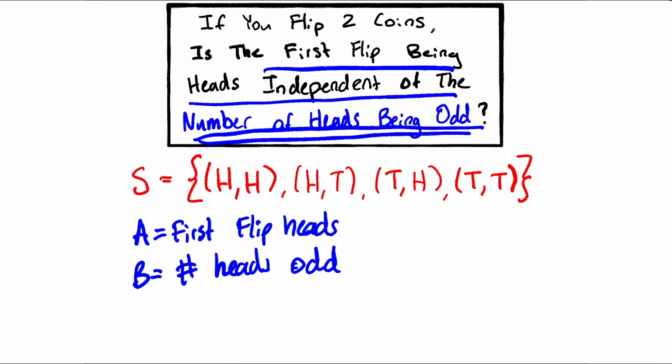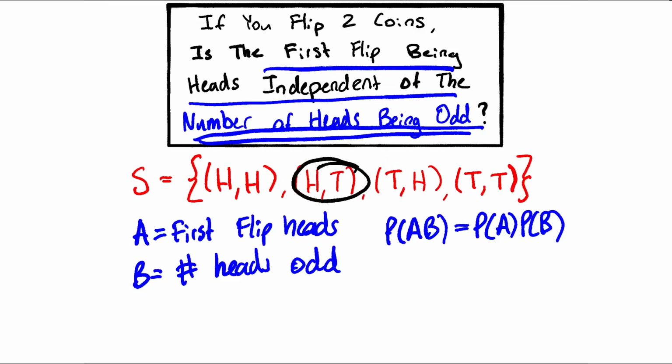So again, we want to try to prove that the probability of A and B equals probability of A times probability of B. So what's the probability of A and B? What's the probability that the first flip is heads and the number of heads is odd? Well, the only case in which these are both true is this term right here, if you flip a heads first and then you get a tails after. So the probability of A and B is 1/4.